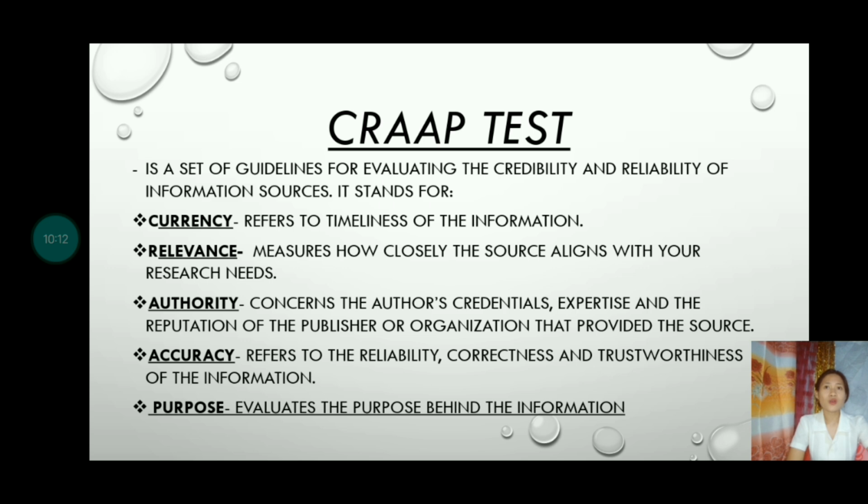Okay? Is the information objective and neutral? Does the source aim to educate, for example an academic paper, or to sell a product? Are there signs of bias such as overly persuasive language or one-sided arguments? The example of this is a white paper written by a software company might highlight their product advantages while downplaying competitors, indicating a persuasive purpose.